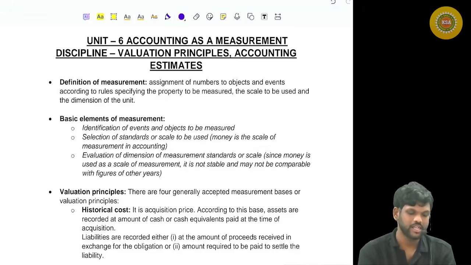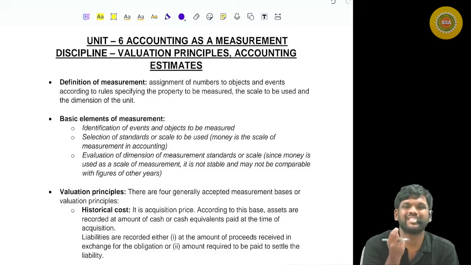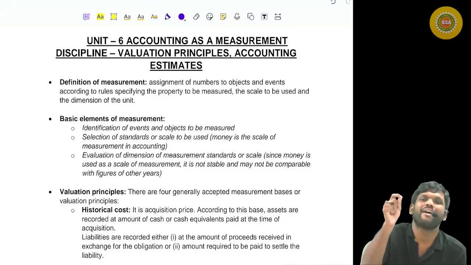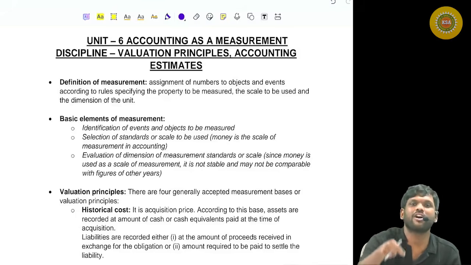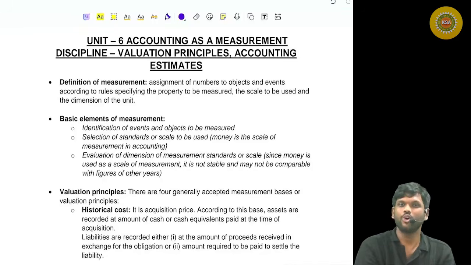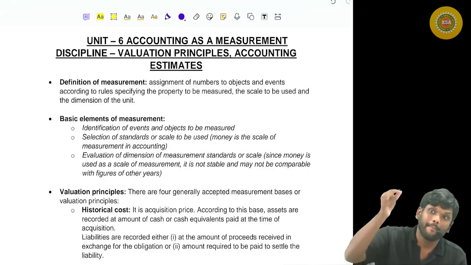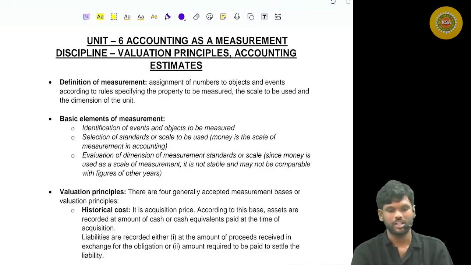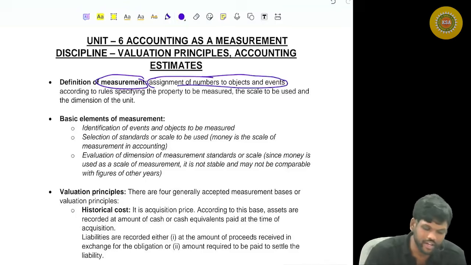There are 2 units. Unit 6 is talking about measurement. So what is measurement? Simple. Measurement means assigning a value to something. For example, I am using a tab. If I assign a value, this tab is costing 40,000, then I'm measuring this tab in terms of money. So in accounting, all the transactions and events are measured in terms of money. That is only called measurement. Measurement means assignment of numbers to any object or event or transaction.